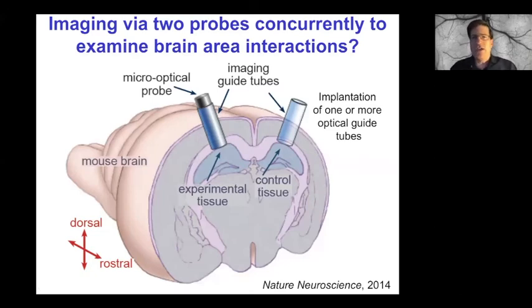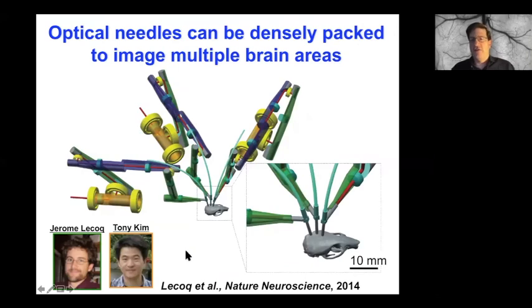So one way is simply to try to image two or more areas concurrently. And we can do this with implanted microlenses that we can target to brain areas of our choice. And this takes advantage of the fact that even with a mouse brain, microlenses are sufficiently small that you can pack two or more into the limited area that you might have to target your selected brain areas. And so this was work that was initially done by Jerome Lecoq and Tony Kim in the lab.